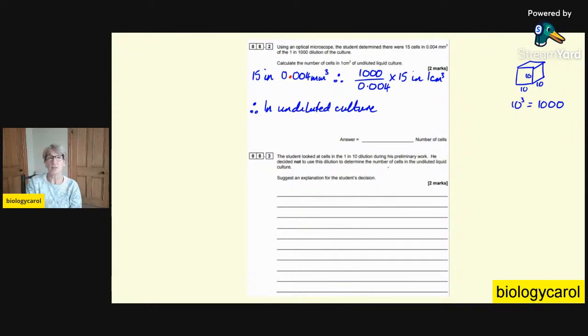Therefore, in undiluted culture, it is this times 1,000 because you've diluted it by 1 in 1,000. Does that make sense? And therefore, the number is 3.75 million, and then times 1,000, it's 3,750 million. So in other words, 375 and then 7 zeros. And that, of course, in standard form is 3.75 times 10 to the power of 9. Hopefully that makes sense.